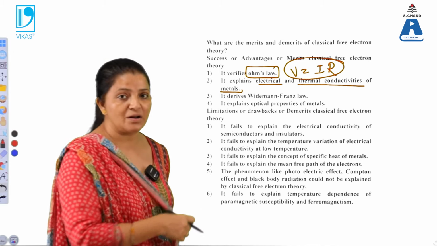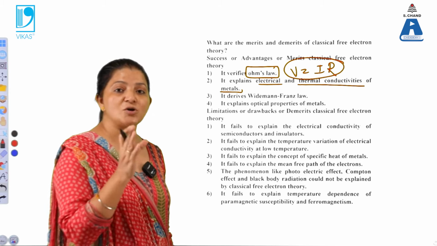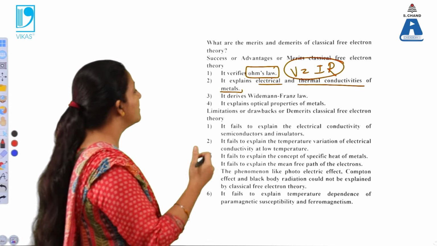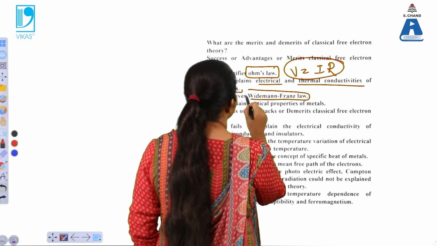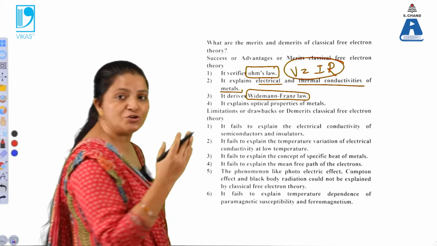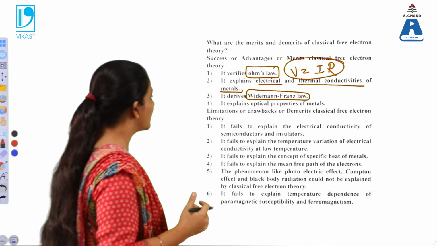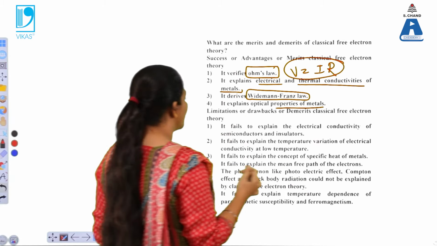What is the meaning of thermal conductivity? Thermal conductivity means conduction due to the presence of drift velocity in the metal. This is where thermal conductivity comes from. Then the Wiedemann-Franz law is also present over there, which is used to calculate the drift velocity of the electrons, and optical properties of the material can also be calculated over here.